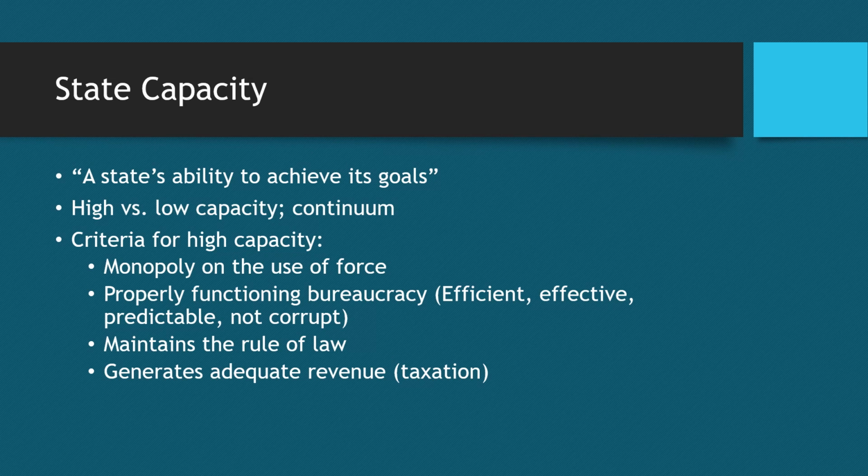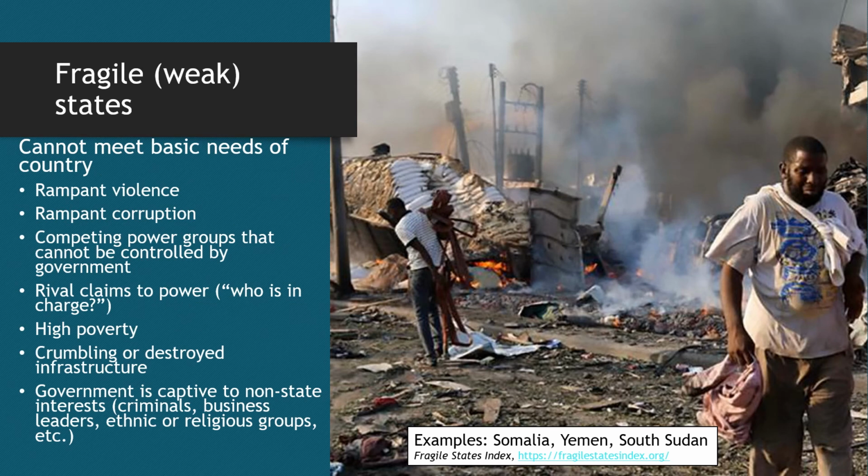And then finally, it has to be able to generate adequate revenue. So it has to be able to raise taxes in a way that is meeting its goals, that it can pay for what it wants. That's a high capacity state. So at the other end of that continuum from high capacity states are fragile or weak states. So these are the states that are not coming anywhere close to meeting those basic criteria for capacity.